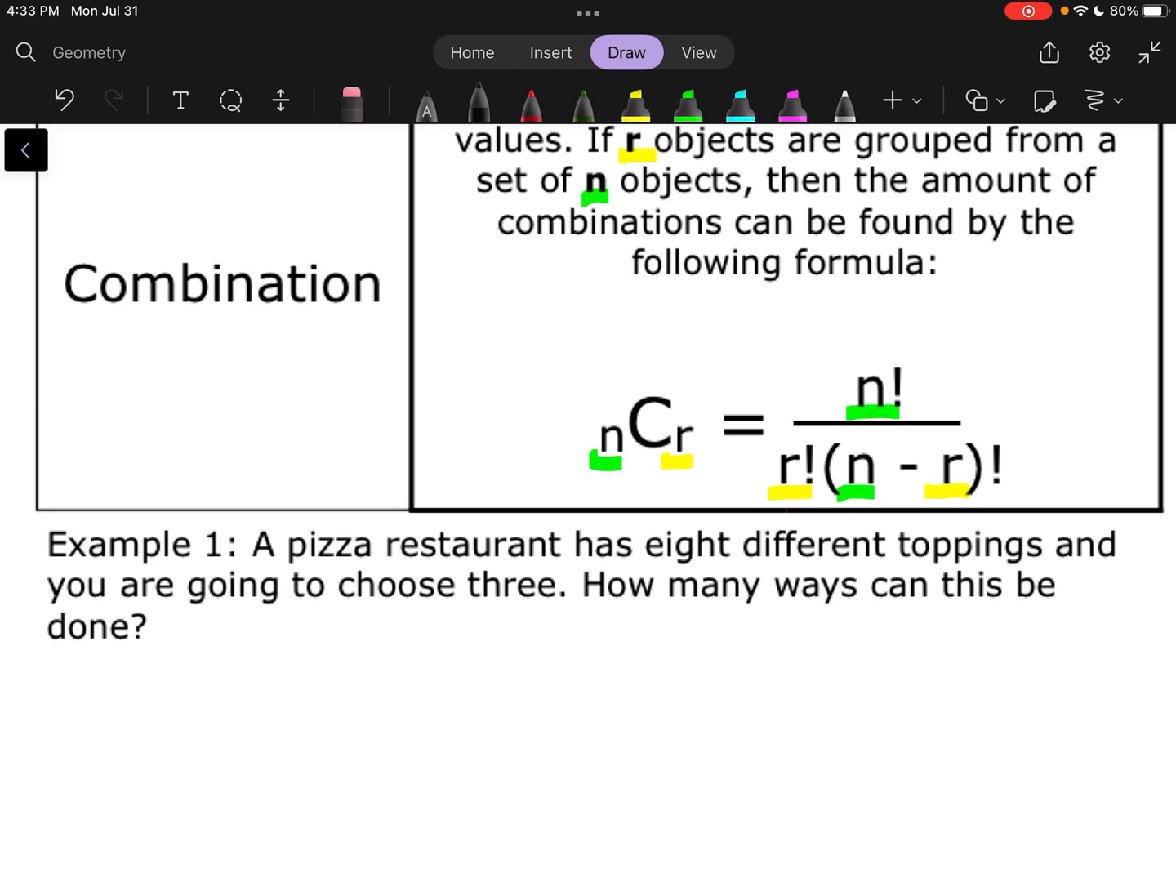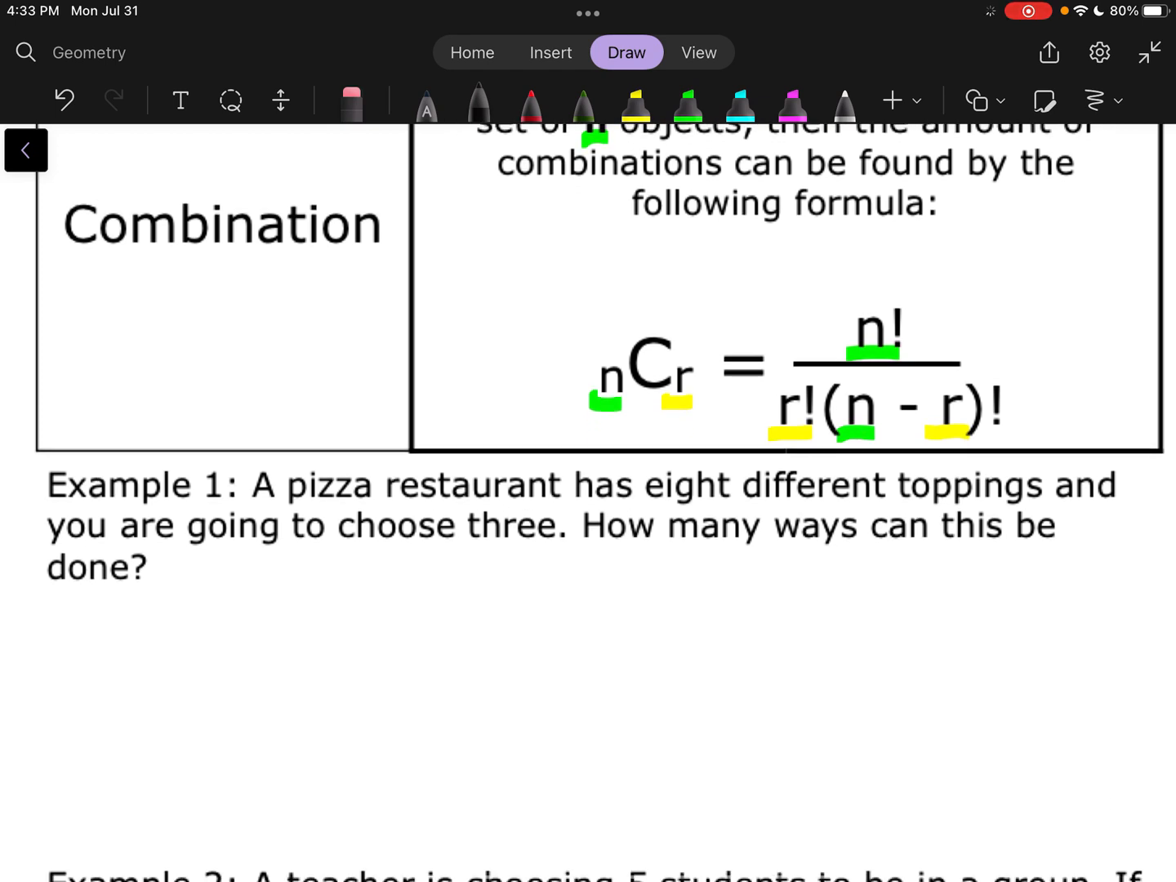So let's see some examples here. A pizza restaurant has 8 different toppings and you're going to choose 3 of them. How many ways can this be done? Well, this is definitely going to be a combination because it doesn't matter which order you pick your toppings, right? They're all just going on the pizza. They're all in the group of toppings on your pizza. There's not a first topping, a second topping, right? They're just toppings. They just go on the pizza. So we are going to be choosing from 8 toppings. We're going to be picking 3 of them. So this is going to be 8 factorial over 3 factorial parentheses 8 minus 3 factorial.